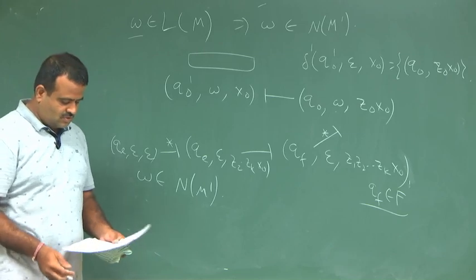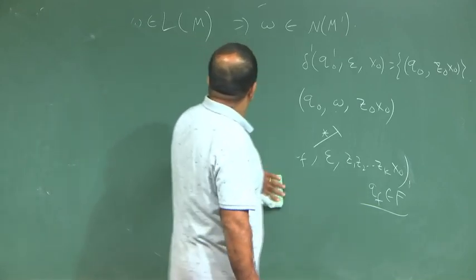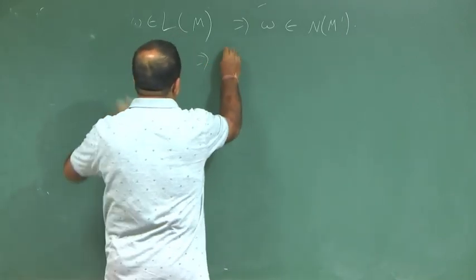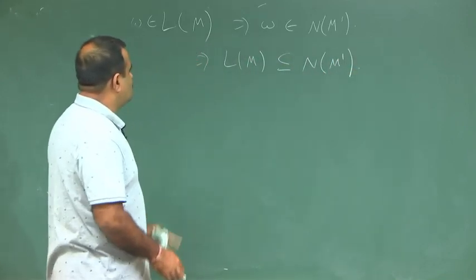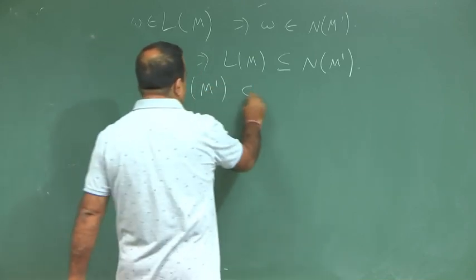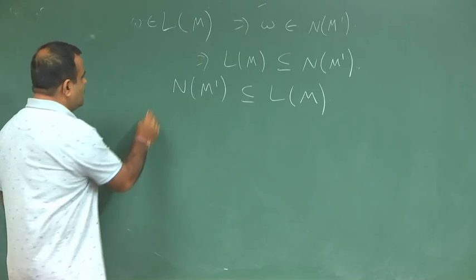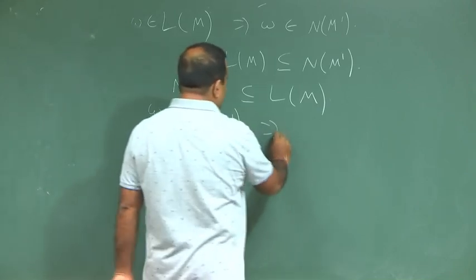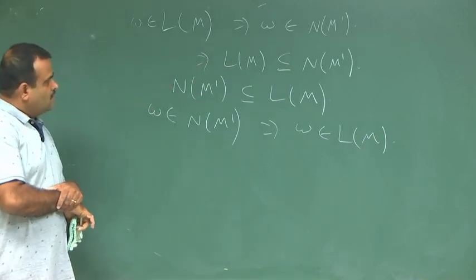Okay. Now, the other way around. So this implies that L of M is a subset of L of M prime, but we want to show these two are the same. So for that we need to show L of M prime is a subset of L of M. That means we can take a W from L of M prime, then we have to show this W must belong to L of M. Okay, so how to show this?